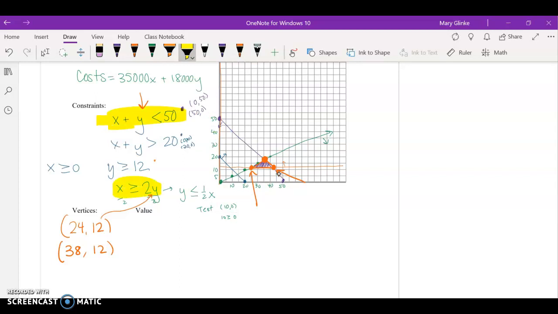So I'm going to solve this one algebraically. You can solve it differently. We have x equals 2y and x plus y equals 50. We're looking for that intersection point of those two to find that last vertex. So I'm going to plug in 2y for x, using substitution. And if I do that, I get y equals 50 thirds. By plugging in 50 thirds, I would end up with x being 100 thirds.